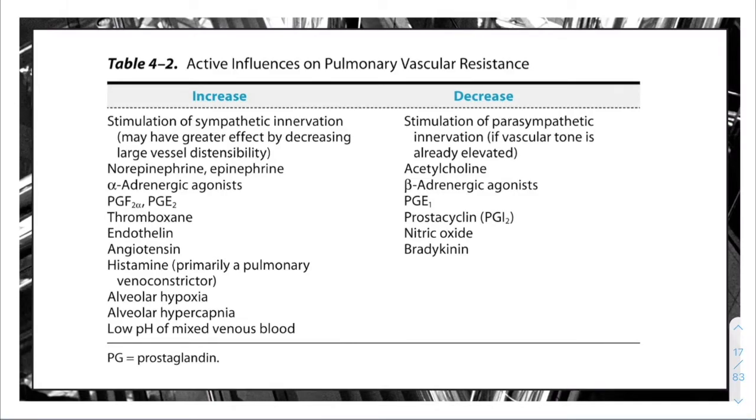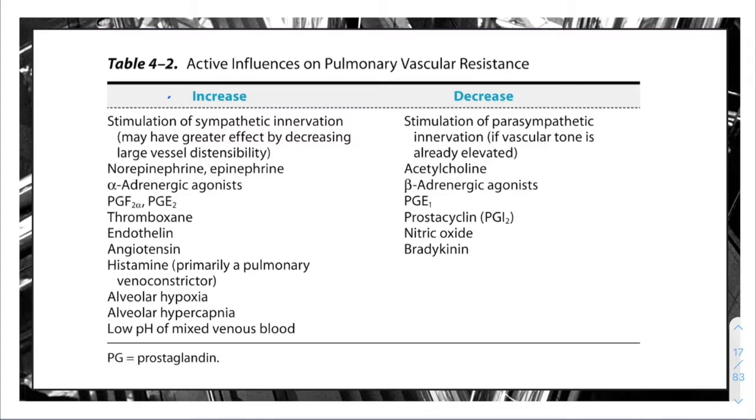Okay, these are the active influences of your pulmonary vascular resistance. Increased pulmonary vascular resistance is seen when you stimulate your sympathetic innervation, the giving of norepinephrine and epinephrine, alpha adrenergic agonists, prostaglandin, thromboxane, endothelin, angiotensin, histamine, alveolar hypoxia, alveolar hypercapnia, and a low pH of your mixed venous blood.